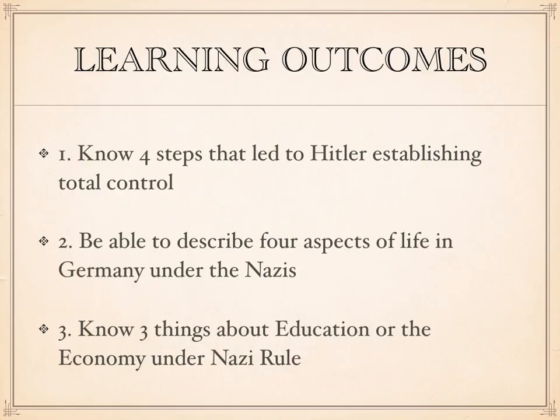So by the end of this presentation you should know 4 steps that led to Hitler establishing total control over the state of Germany. Second, you should be able to describe 4 aspects of life in Germany under the Nazis. And finally, you should know 3 things about education or the economy under Nazi rule.